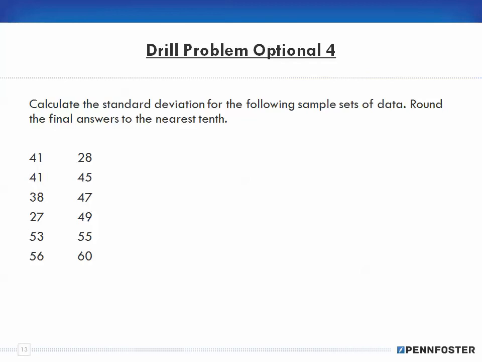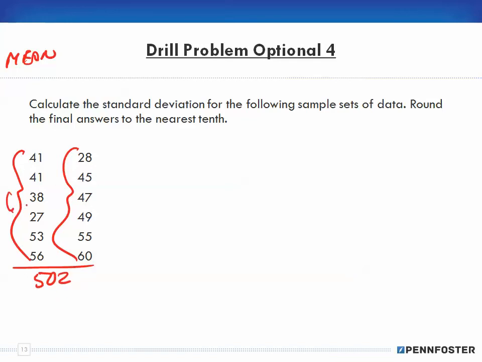All right, so the first thing we need to do is find the mean. And the mean is nothing more than the average of all of that data. Now, before I started this video, I actually added all of those up, and that came out to 502. And there's 12 data points, 6 here and 6 here. So I divide that by 12, and that gives me a mean of 41.83.